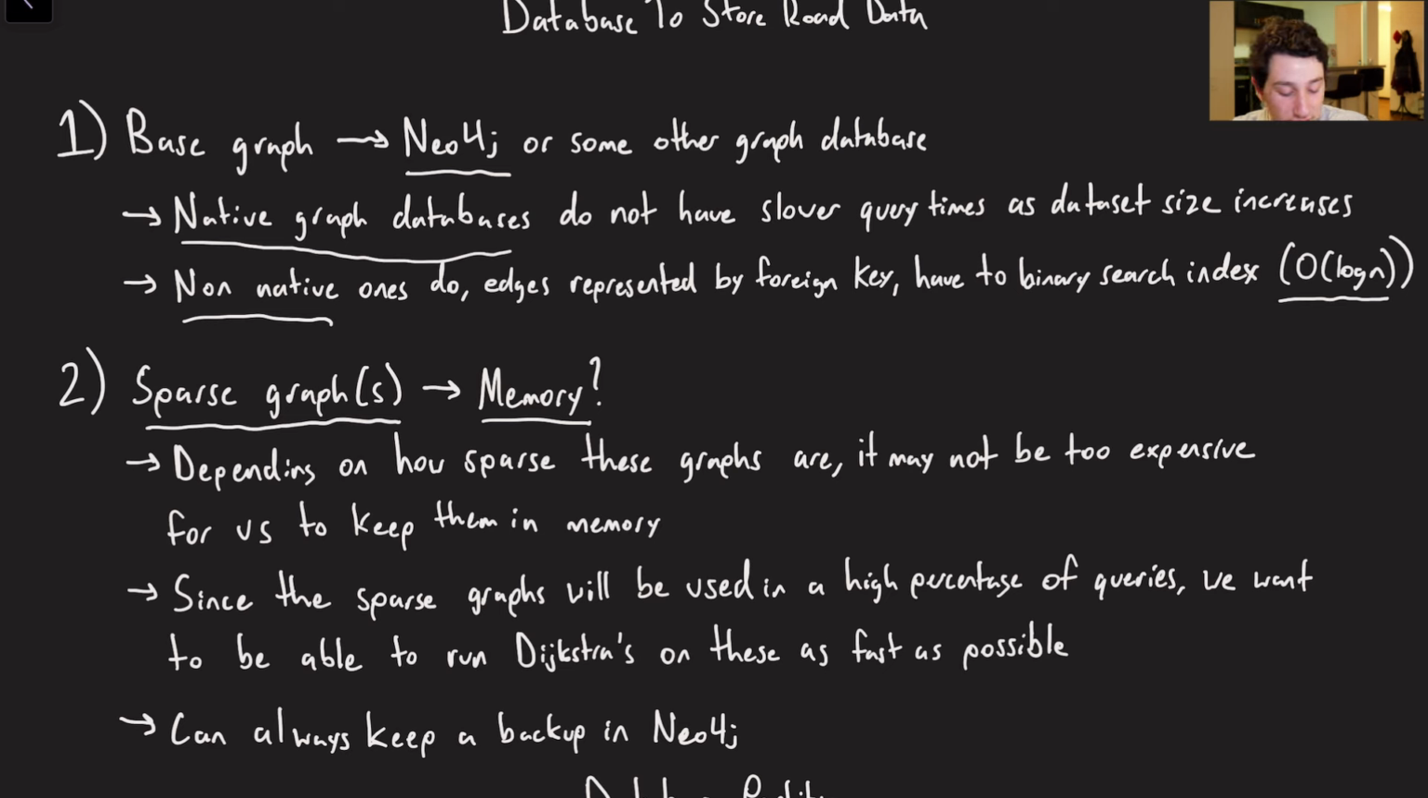The reason I say this is because these sparse graphs are probably going to be used in a lot of the queries, right? Obviously, we're always going to have to use the base map because it's unlikely that our start and endpoint are in one of the sparse graphs.